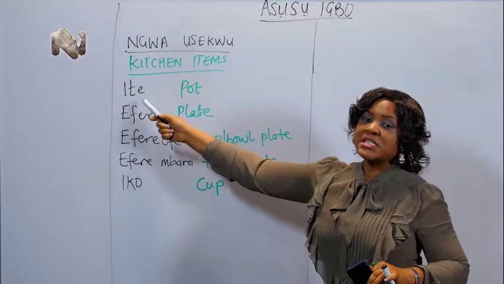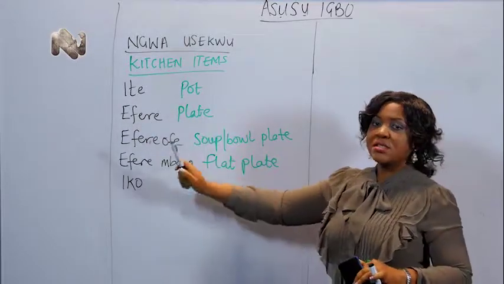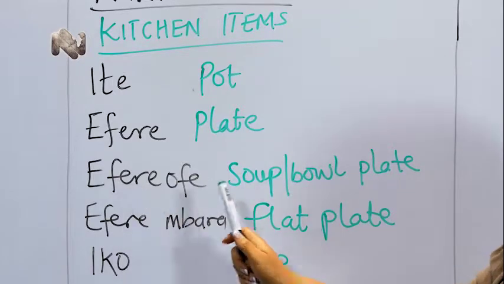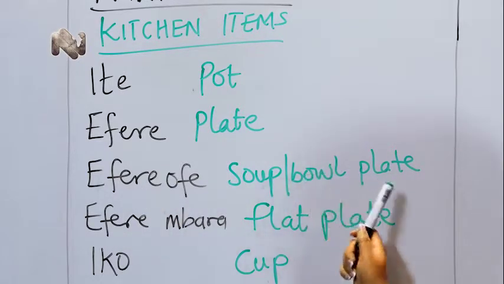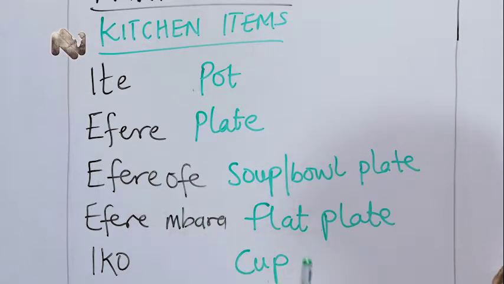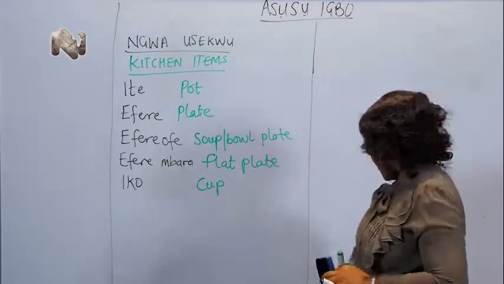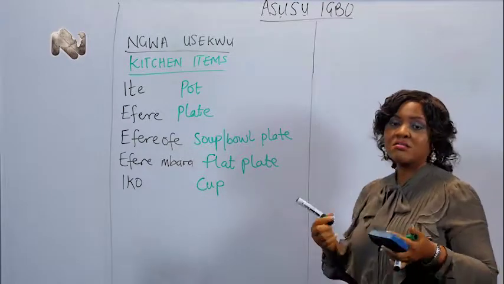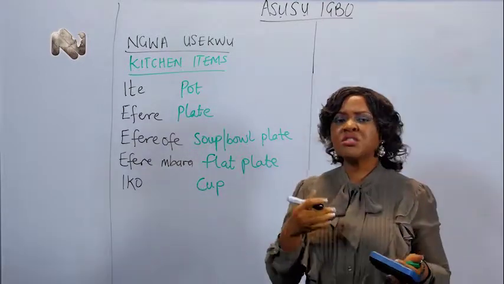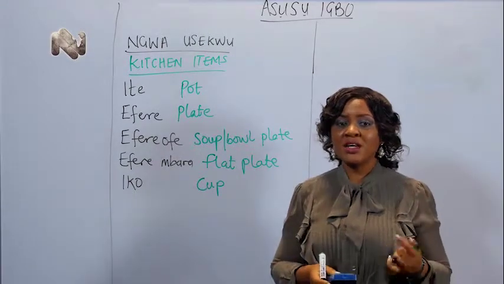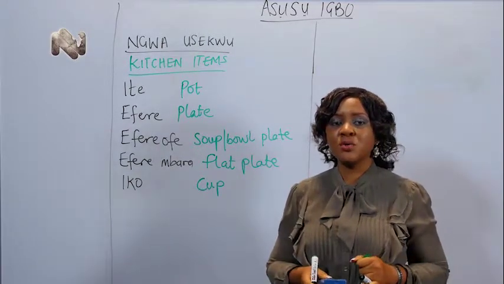So we have ite, pot, efere, plate, efere ofe, soup or bowl plate, efere mbara, flat plate, iko, cup. We have other items like a basket. I've mentioned that earlier on. We have spoon, ngaji. I've mentioned that also.